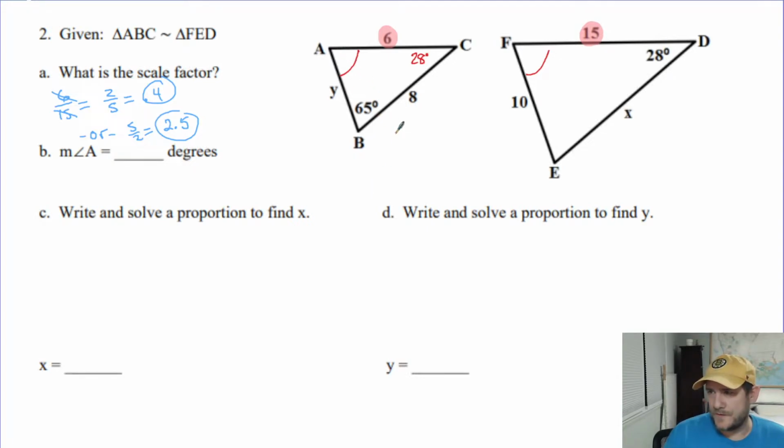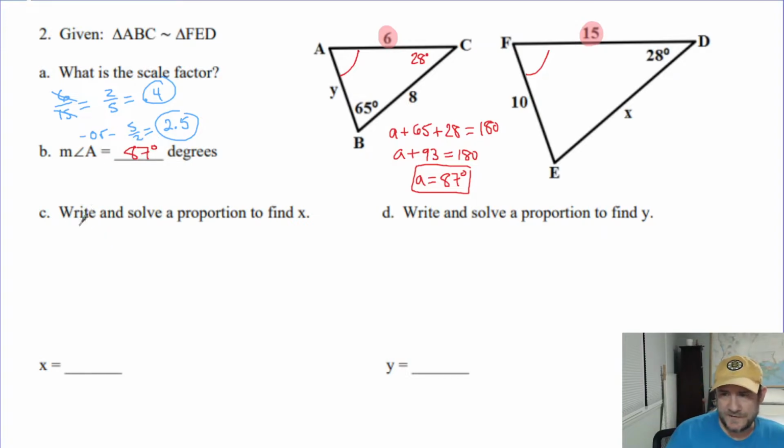So we're going to say what? That angle A plus the 65 degrees plus the 28 degrees equals 180, because a whole triangle always adds up to 180. So adding 65 and 28, I get what? 93. Yeah. So subtracting 93, we find out that A is 87 degrees. And by the way, that does mean that F is also 87 degrees.